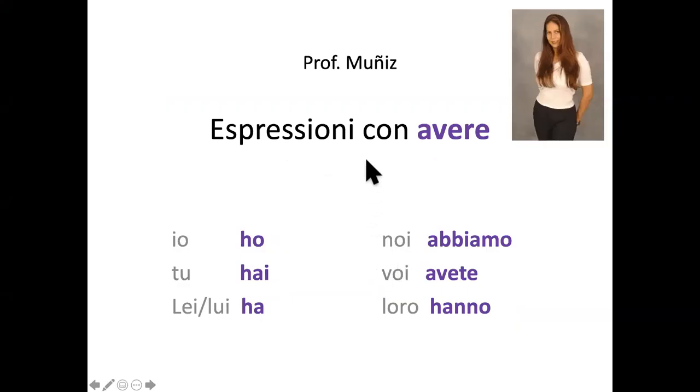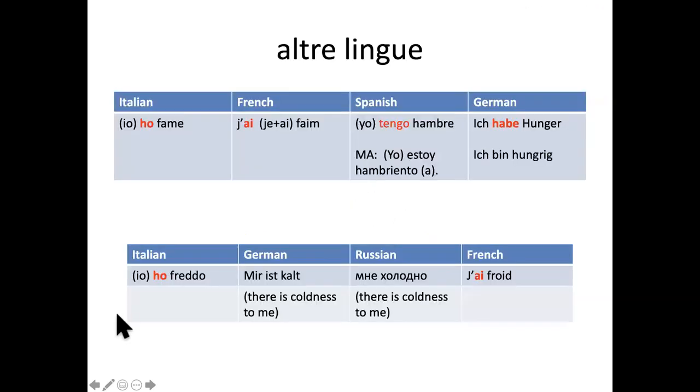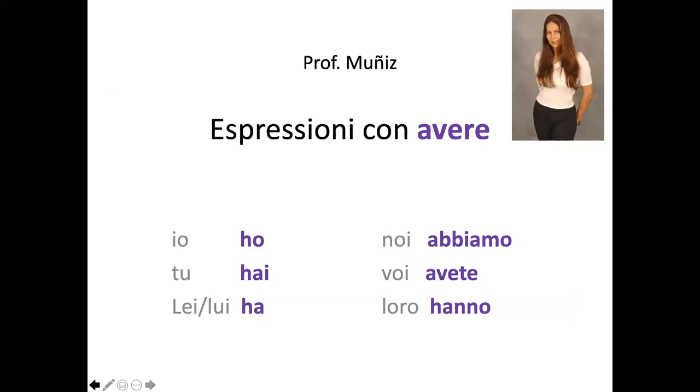Today we are going to talk about espressioni idiomatiche con avere, or things that we are in English, but we have in Italian. So il verbo avere, as you may remember, it's conjugated like this. Io ho, tu hai, lei o lui ha, noi abbiamo, voi avete, e loro hanno.